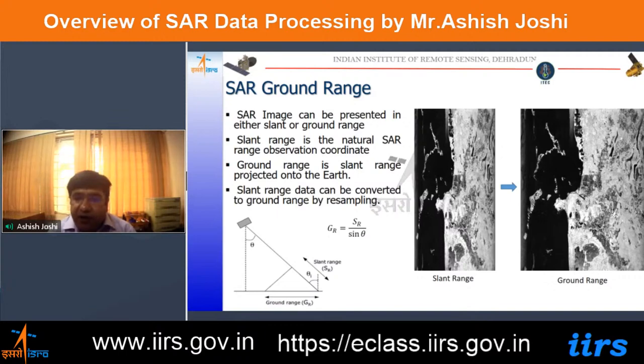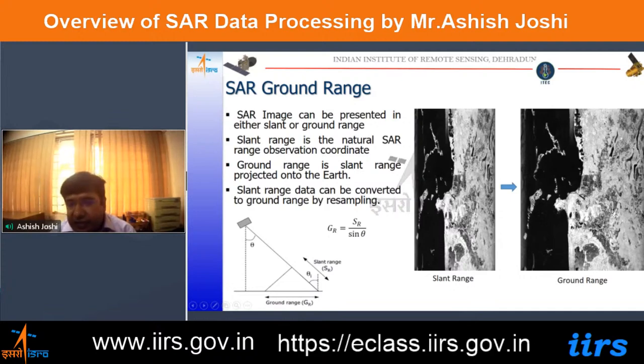Now after the image is formed, it is in the slant range geometry, so it is not in the ground range geometry. The ground range and the slant range are given by this relation: ground range is equal to slant range by sine theta. Theta is the angle of incidence or look angle. If this is the look angle, then this is the incidence angle. If the terrain is flat, then the look angle is equal to the incidence angle. So the ground range is equal to the slant range by sine theta.